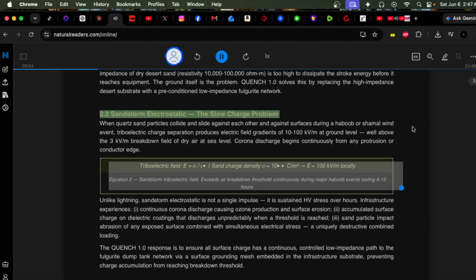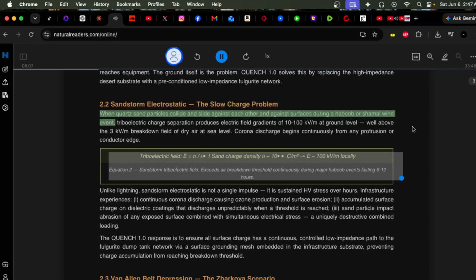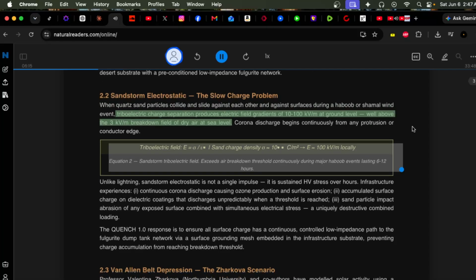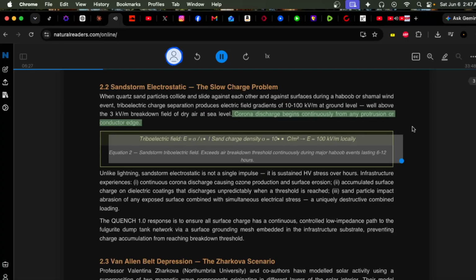2.2 Sandstorm Electrostatic, the slow charge problem. When quartz sand particles collide and slide against each other and against surfaces during a Haboob or Shamal wind event, triboelectric charge separation produces electric field gradients of 10 to 100 kV per meter at ground level, well above the 3 kV per meter breakdown field of dry air at sea level.